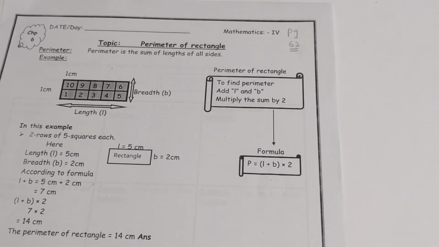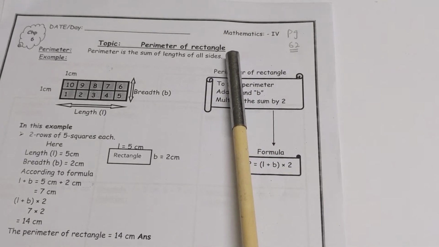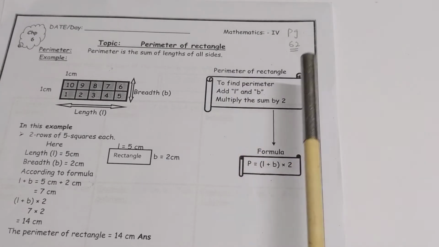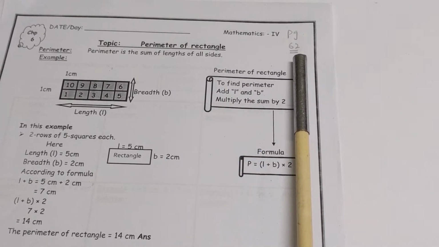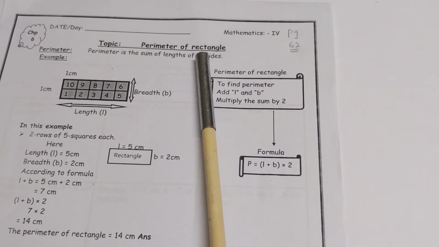As in our previous lecture we have learned about the perimeter. Now in this lecture we are going to learn how to calculate the perimeter of a rectangle. Open your booklet page number 62. The topic is perimeter of a rectangle.